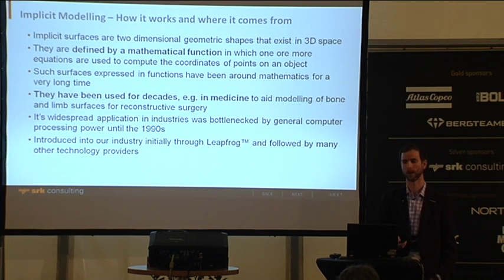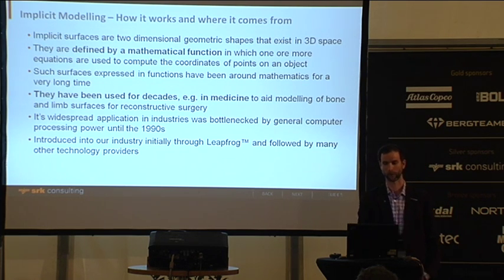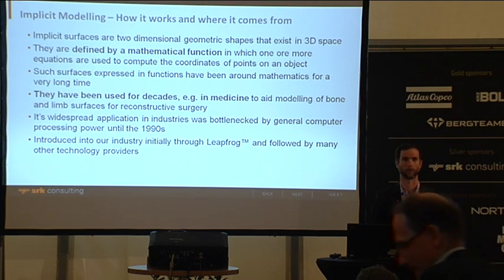It's been around for a long time, and it's been used, for instance, in medical applications that I'm going to talk about later. And it has been hampered in being introduced into any other industry, really, because of lack of computer power. That's basically what hampered lots of technology from coming into our industry, and that's number one: computer power. And let's say in the 90s, we were getting there, that computers were getting stronger, that we could run more complicated applications. And then in the early 2000s, implicit modeling was introduced into our industry through Leapfrog.